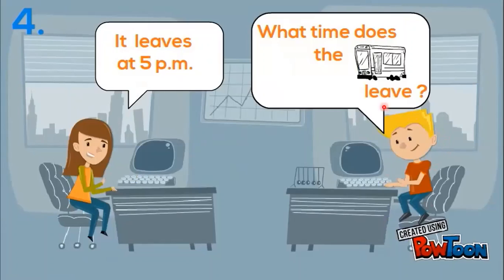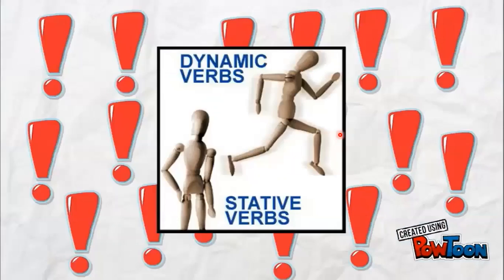Now, the boy on the right, he's talking about the bus. What time does the bus leave? And she answers, oh, it leaves at 5 p.m. So it's on schedule. It means that every day the bus leaves at 5 p.m. Or if we want to use one of the keywords for time, we said it always leaves at 5 p.m.